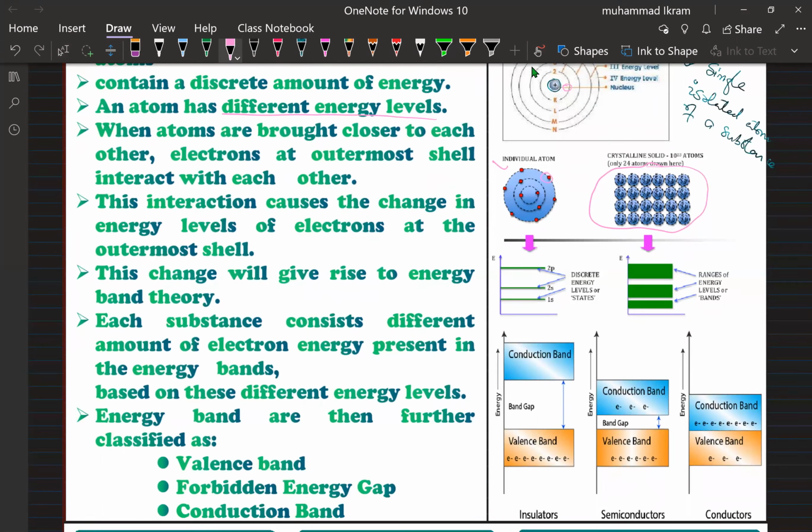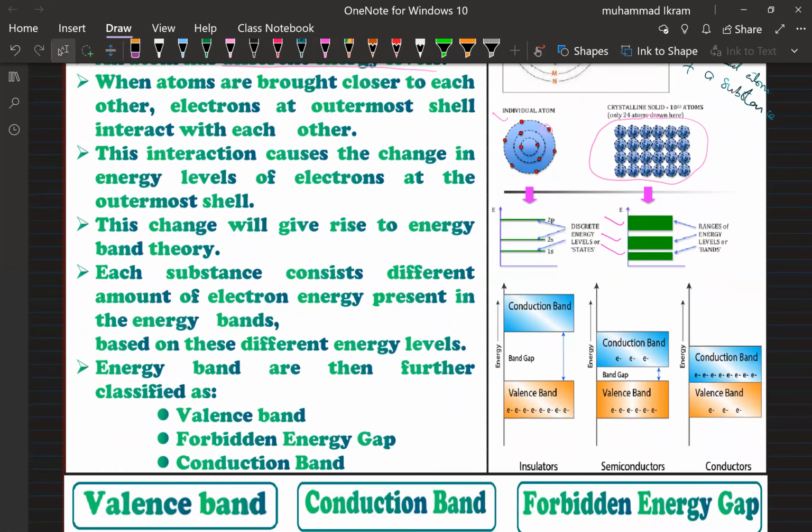Now when all the energy levels combine, we have ranges of energy levels, as you see. Look at this diagram: we have this energy level, this energy level, and this energy level. It is after all the energy levels of the isolated atoms combine that it is represented by this diagram. This change will give rise to energy band theory, right? I will explain this theory to you.